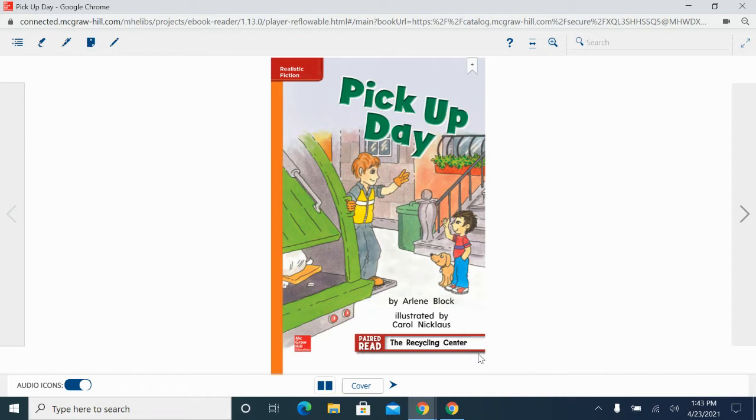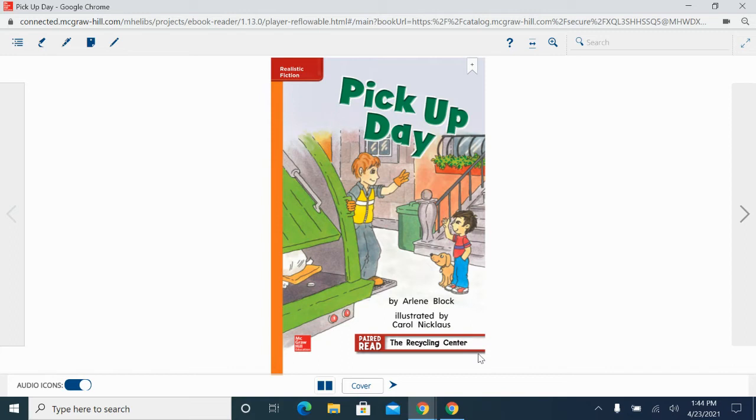Today's story is called Pickup Day by Arlene Block. It is illustrated by Carol Nicholas. As readers, we often predict what our story is going to be about. Remember, a prediction is an informed guess about the story that we are reading. We can make predictions as we read the illustrations and look at the pictures.